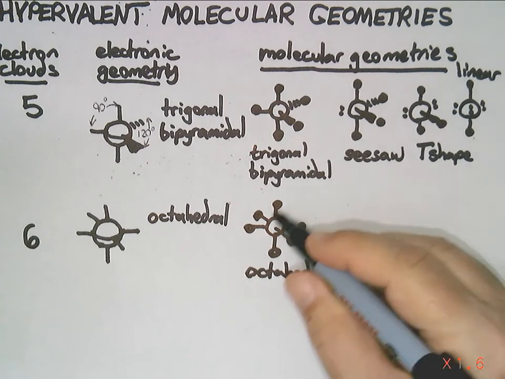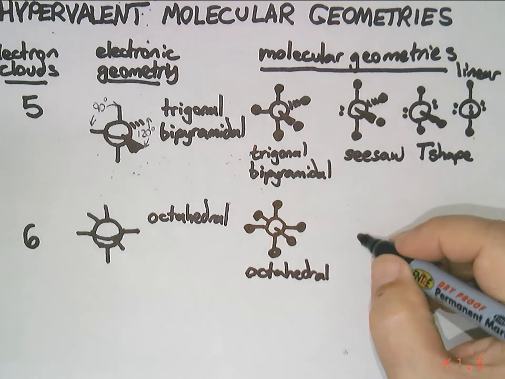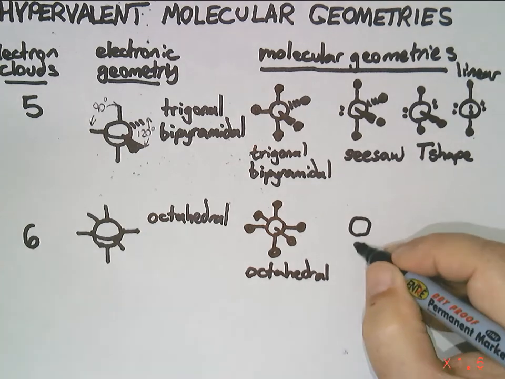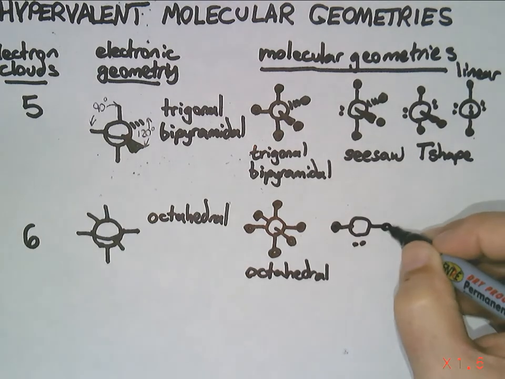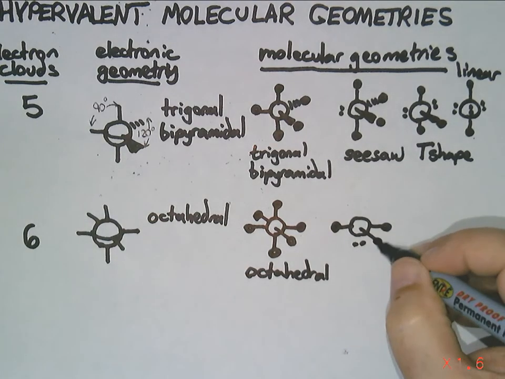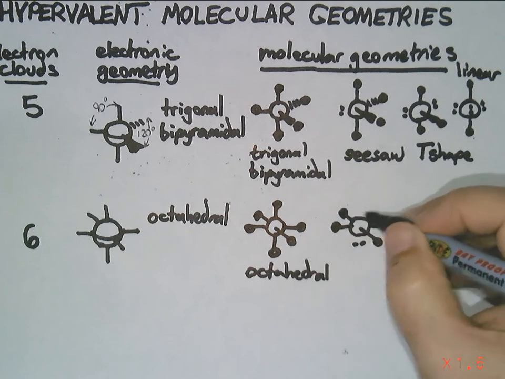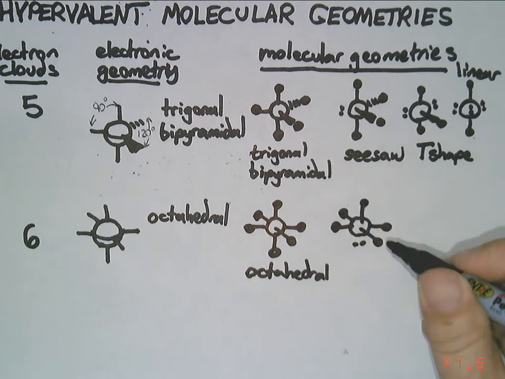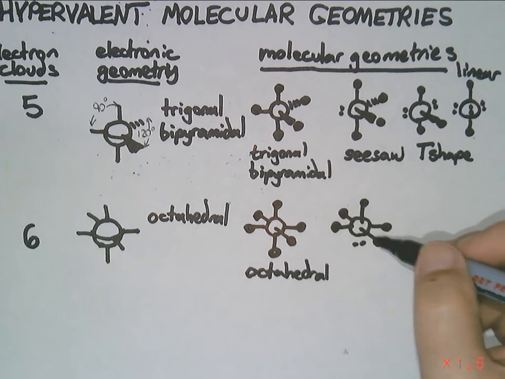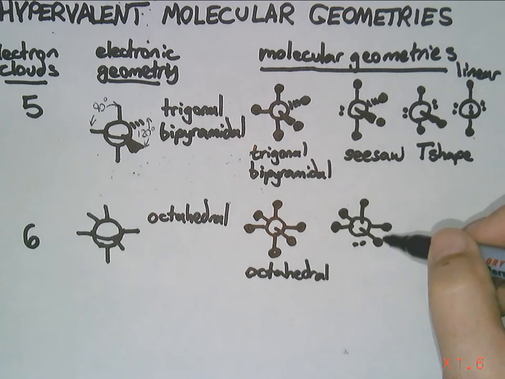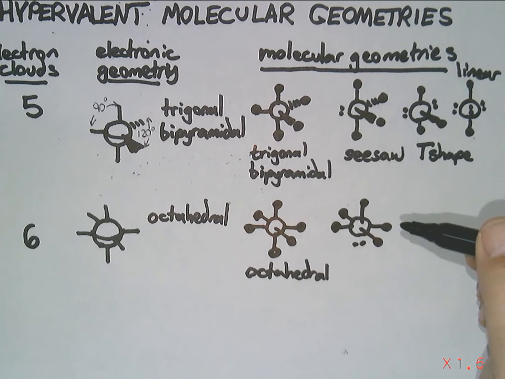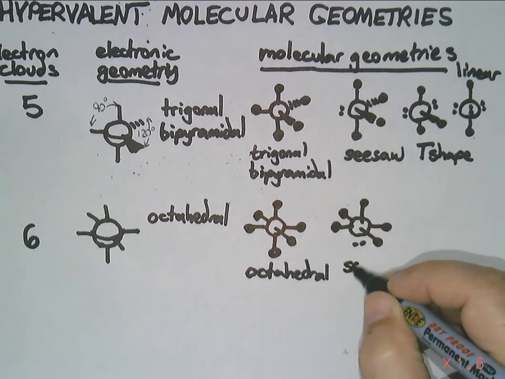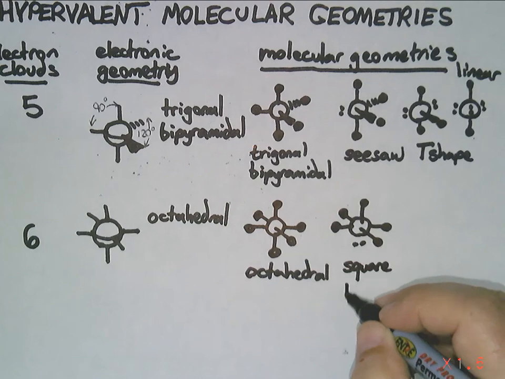Now when I put a lone pair on, I could put it on any one of these positions. I am going to choose to put it on the bottom position, just because that will show you a little bit more clearly why it's named what it's named. Now, this thing looks like a pyramid with a square base. These 4 are in a flat square, and then this is pointing up on top of it, just like a pyramid. So they call this square pyramidal.